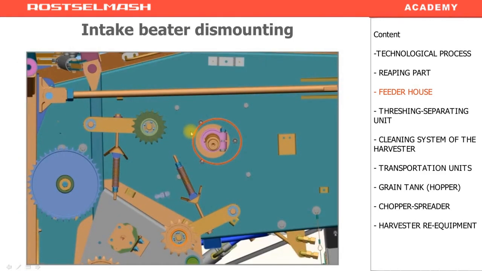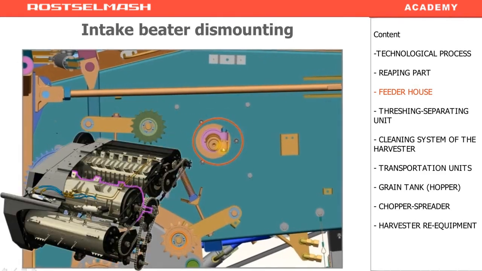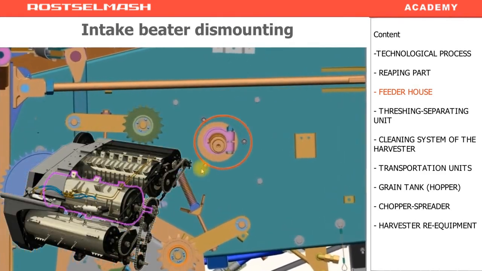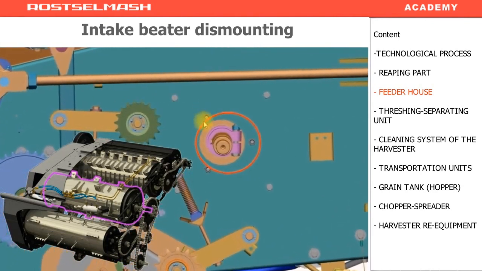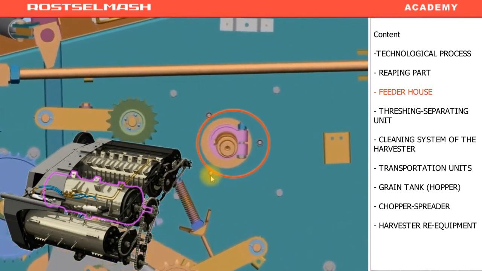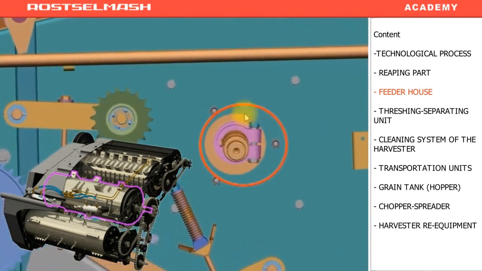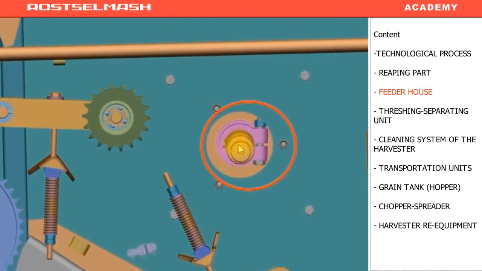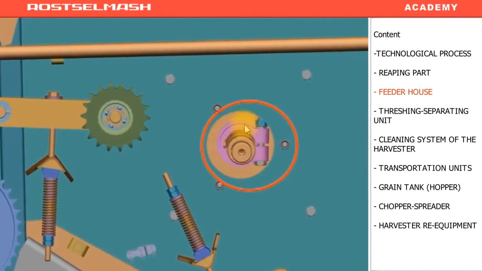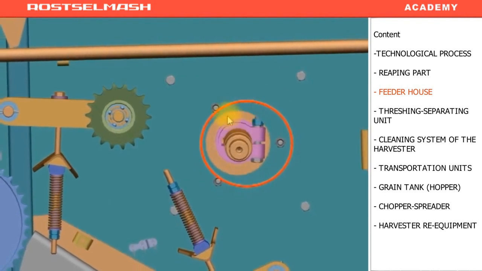If you have to dismount the intake beater, not the finger beater, pull out the bearing. But before it, remove the chain drive and remove the sprocket. Pull out the bearing. Then you will see the hole, and inside it there is a shaft and terminals. To dismount the shaft, because if you don't remove the shaft, you won't be able to remove the beater, loosen this terminal.